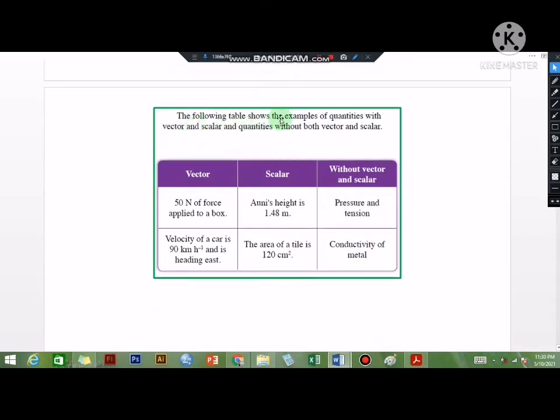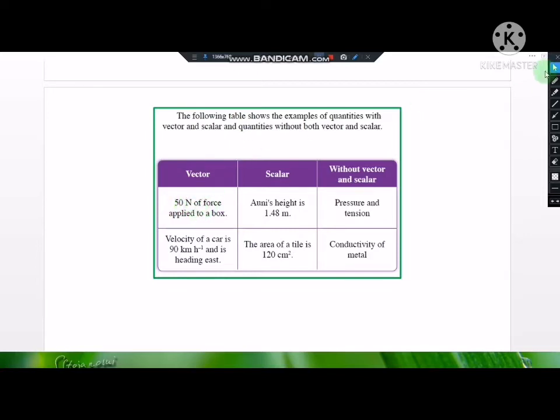Okay, the following table shows examples of quantities that are vector, scalar, and neither vector nor scalar. Let's look at the first row, for vector. 50 Newton of force applied to a box. Okay class, look at this one. This is considered a vector quantity. Why? 50 Newton is the magnitude. So where is the direction?